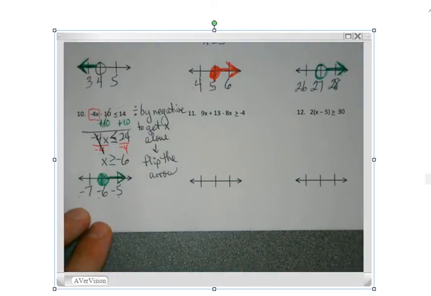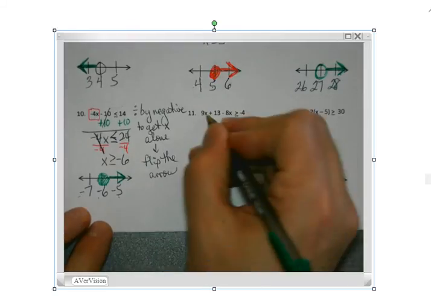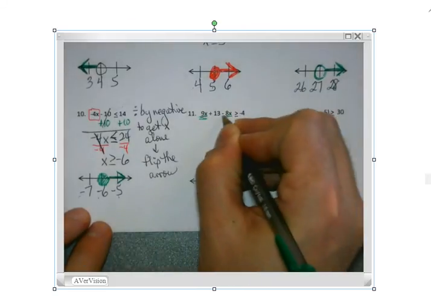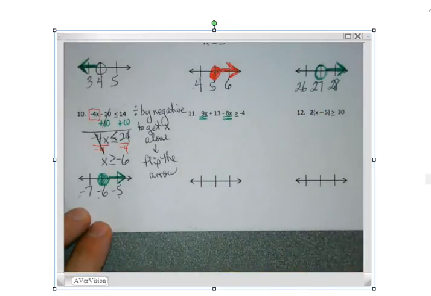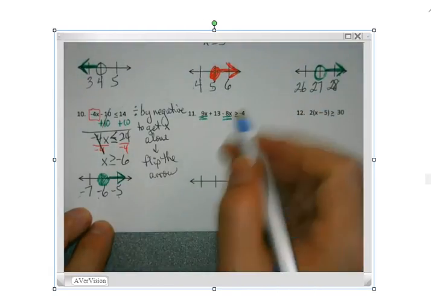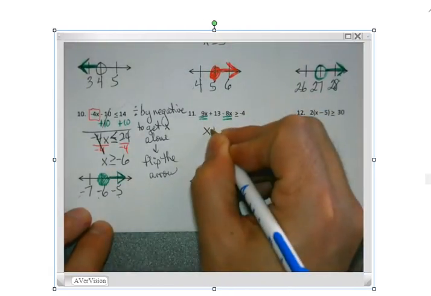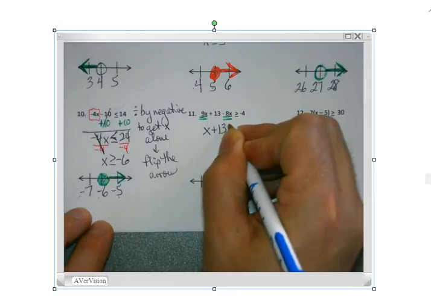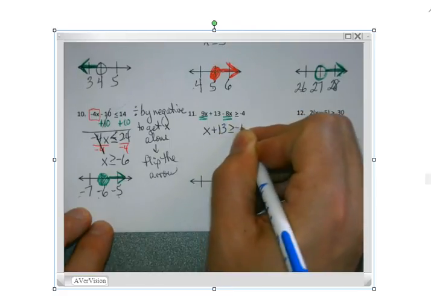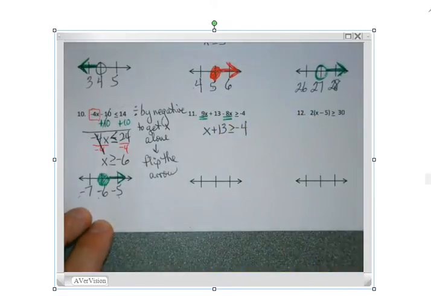Alright, so now 11, kind of like number 3 was up above. I have x's on the same side, combined. 9 minus 8 is 1x. You could, and the only reason that I normally don't get rid of the 13 first is then sometimes people get confused with the x's for some reason. But you absolutely could do that. You absolutely could. Because you'll end up with the same answer here in a minute.